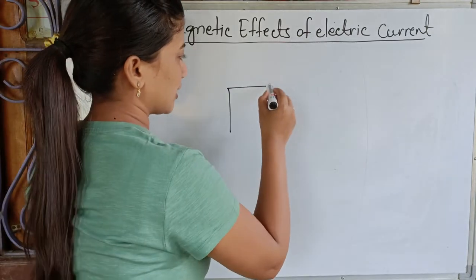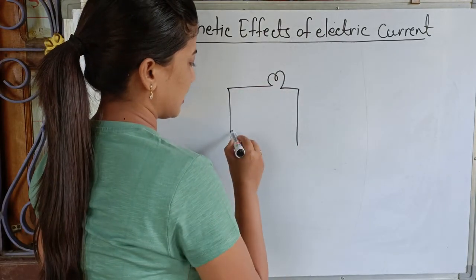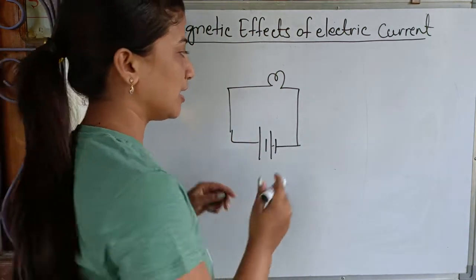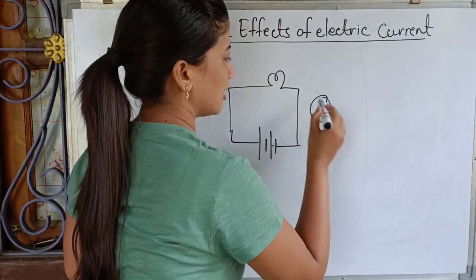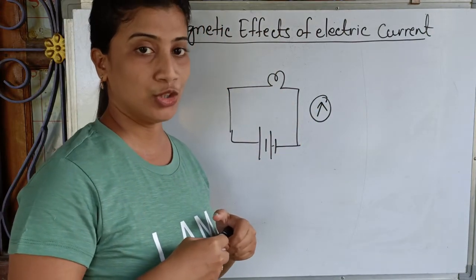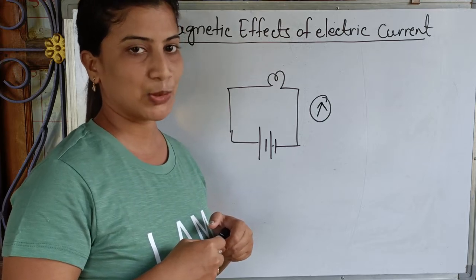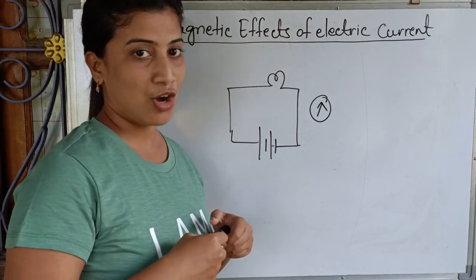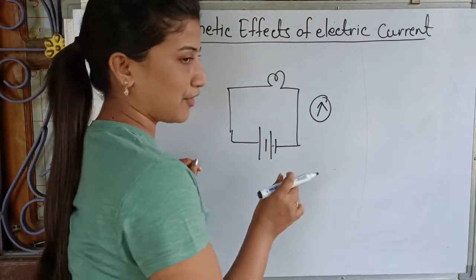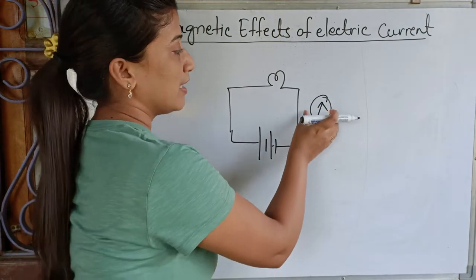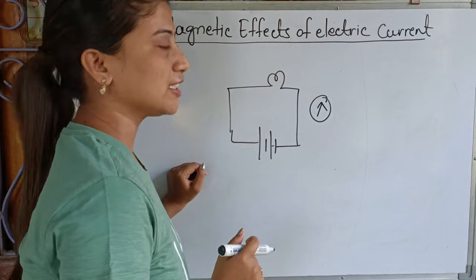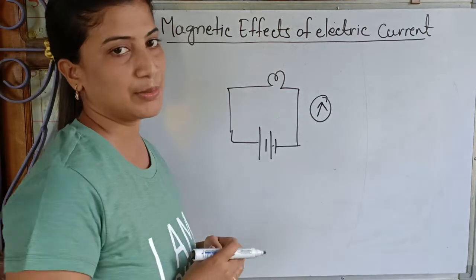According to this effect, whenever there is current in any circuit, any coil, when the current is flowing and if you place a compass needle very close to the coil, the compass needle will start deflecting. You all know the compass needle deflects only when there is any magnet or when you place the compass needle in a magnetic field. But here we will find whenever we place a compass very close to a coil where the current is flowing, this magnetic needle will deflect.